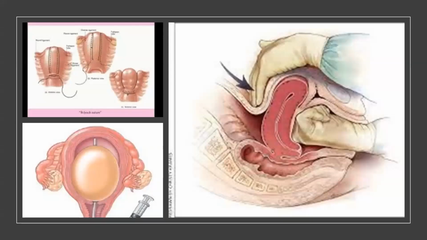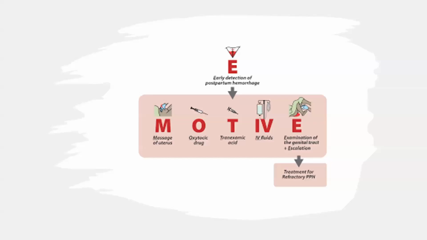So this is just pictures showing that at cesarean, if there's an atonic uterus, you can do the B-Lynch suture. You can put in a Bakri balloon or an Ellavi. If you are in labor ward and the patient is not at cesarean, do bimanual compression until help arrives.